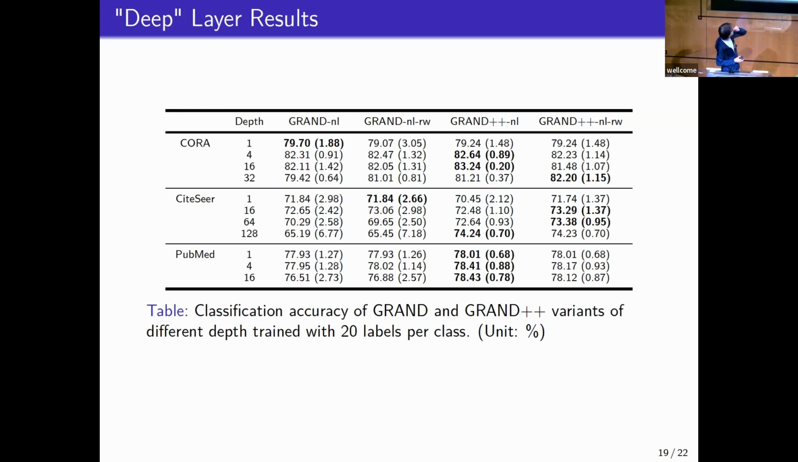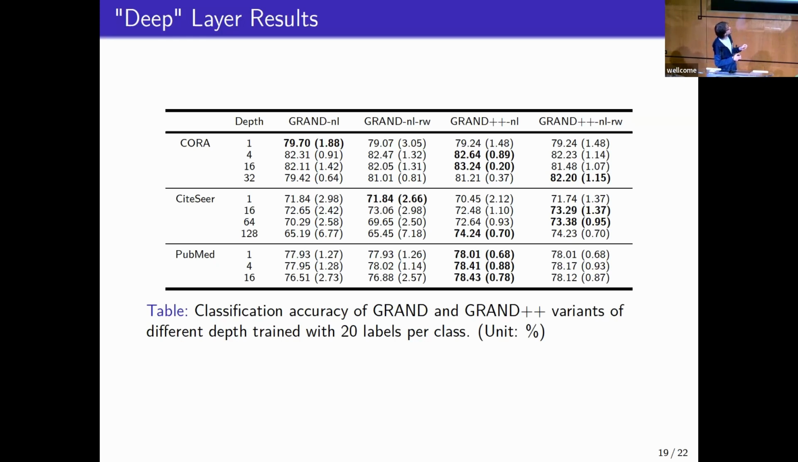Okay, so we took 3 different data sets, Cora, Citeseer, and PubMed. And then we looked at various different depths, and we compared our method, which is GRAND++, the right 2 columns, with the original diffusion-based models. There are 2 different ways of implementing these methods. I forget now exactly what the differences are, so I can't remember what the difference between the NL and the RW method is.